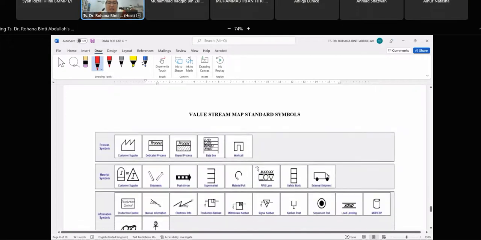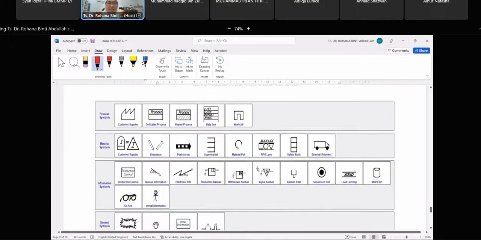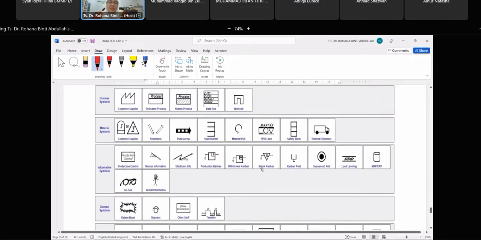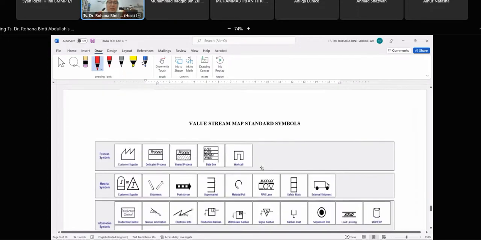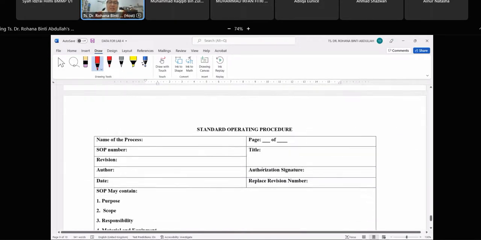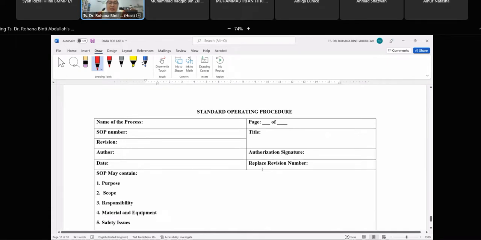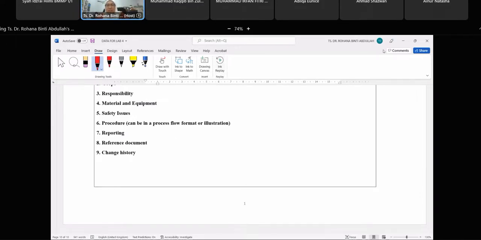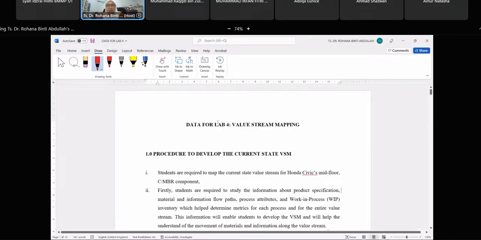This is just the process. These are the standard symbols that you can use. I have already put them in here so that you don't have to search for where to find the standard symbols. You can refer to them. Alright, this is the template for the SOP. So you can try to develop 2 SOPs from this particular production line information. Any question? This is your lab 4. Lab 4 instruction and this is the data for lab 4.